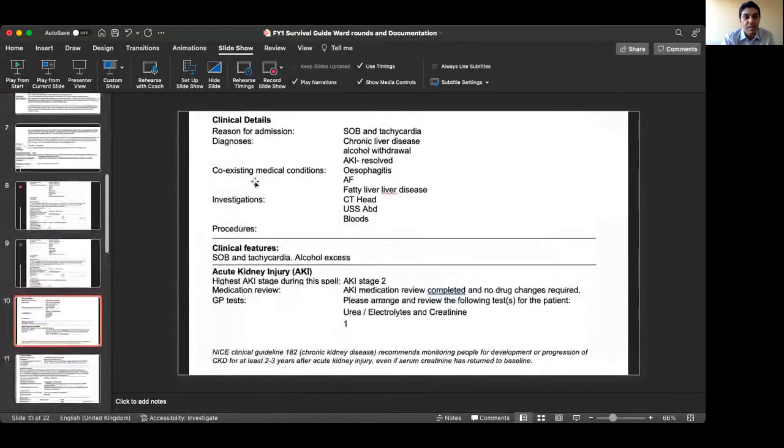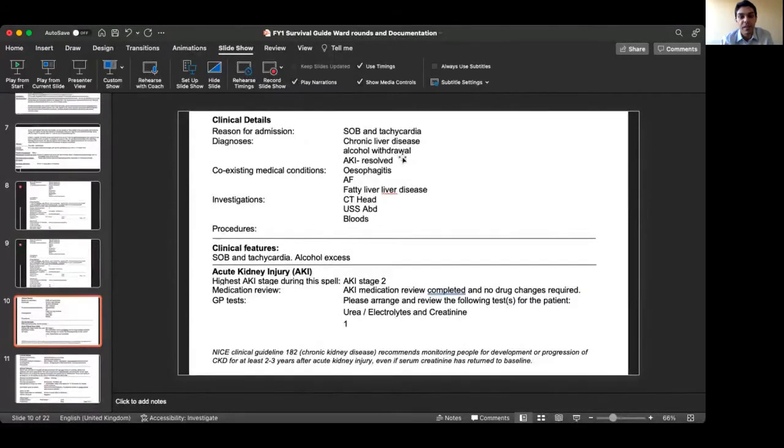All right. Can you guys see this one? So this is another example of a discharge summary. The reason for admission is shortness of breath and tachycardia. So again, shortness of breath is not really explained. It's written out as the abbreviation SOB, and tachycardia.